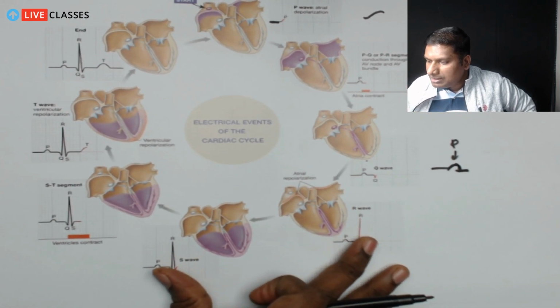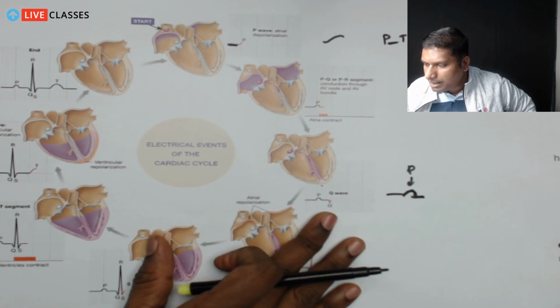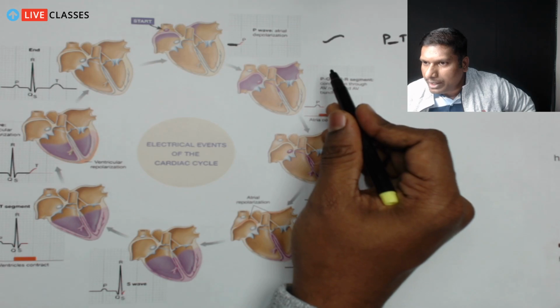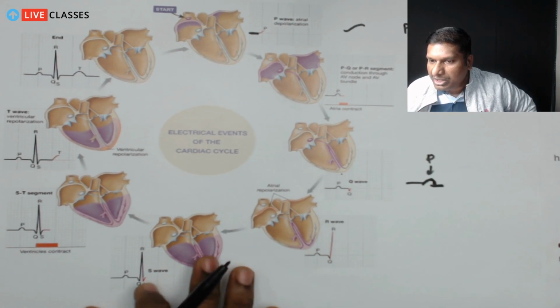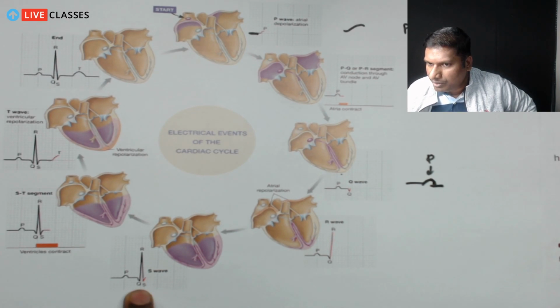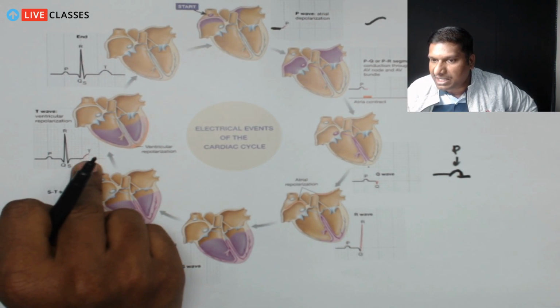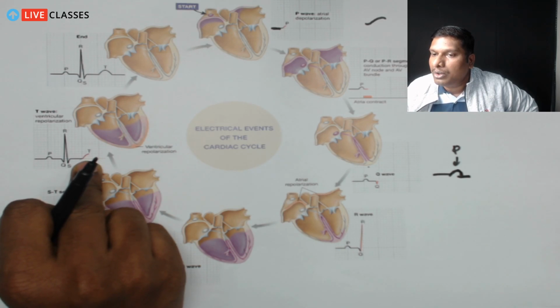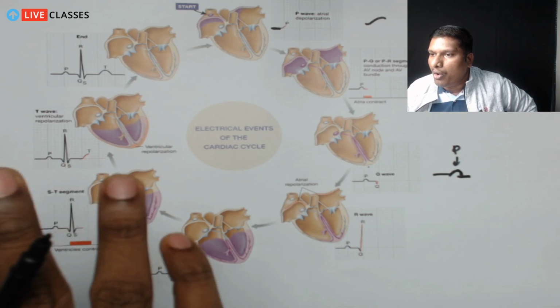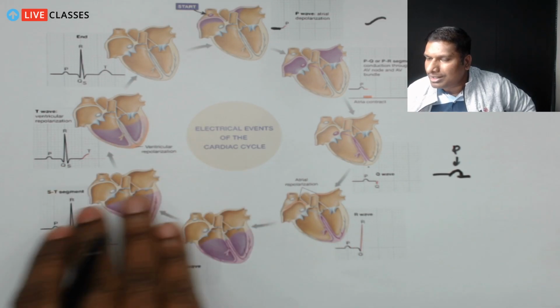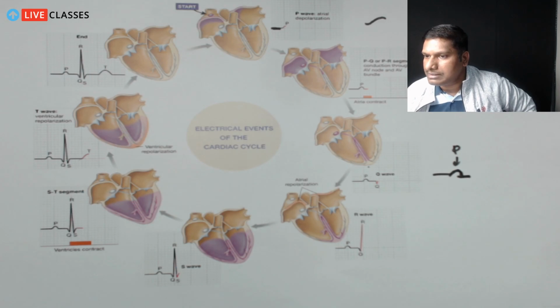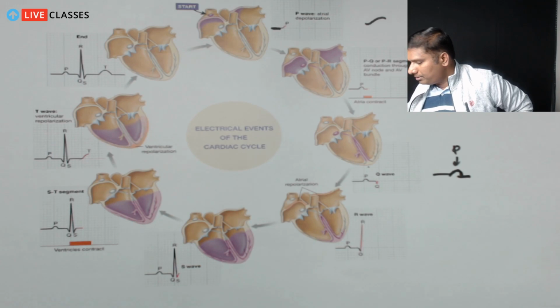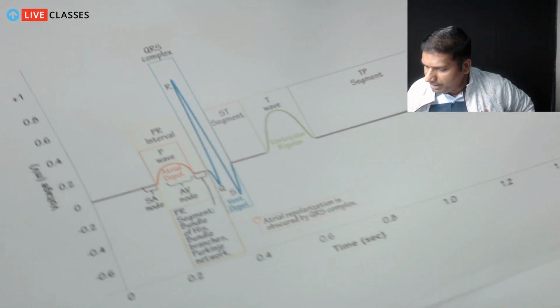Okay, so the three things that you have to remember here are: the P peak corresponds to atrial depolarization, QRS corresponds to the ventricular depolarization, and the T peak corresponds to the ventricular repolarization. All the other lines which are more or less flat, there's no strong electrical signal at that point. Okay, so let us see the graph in detail here.